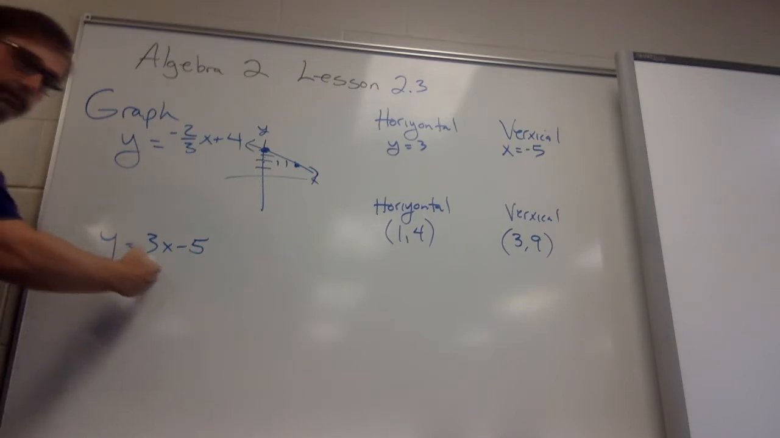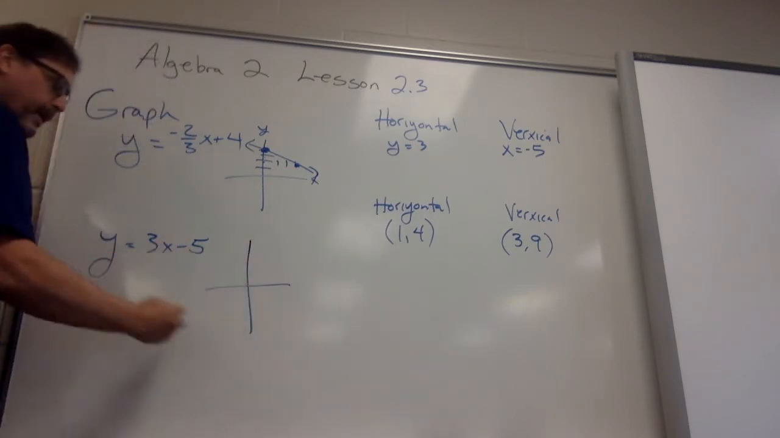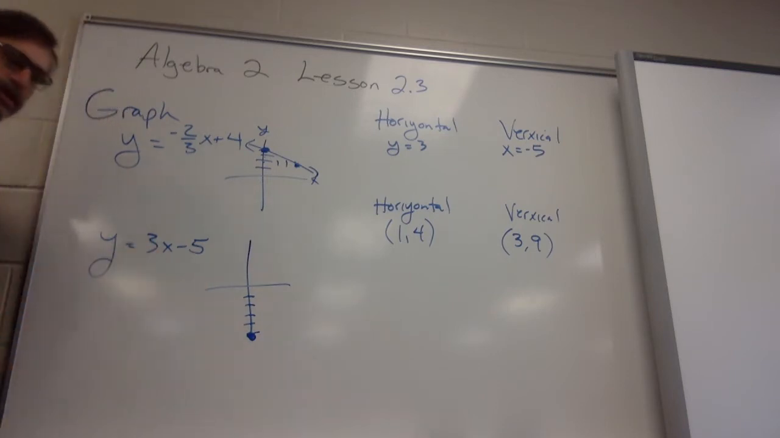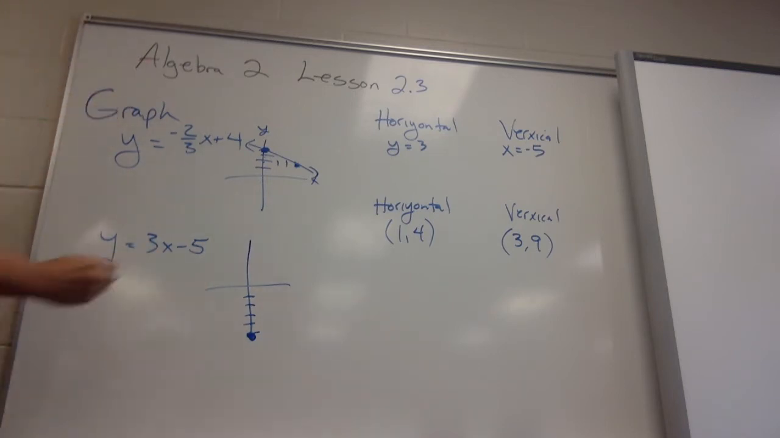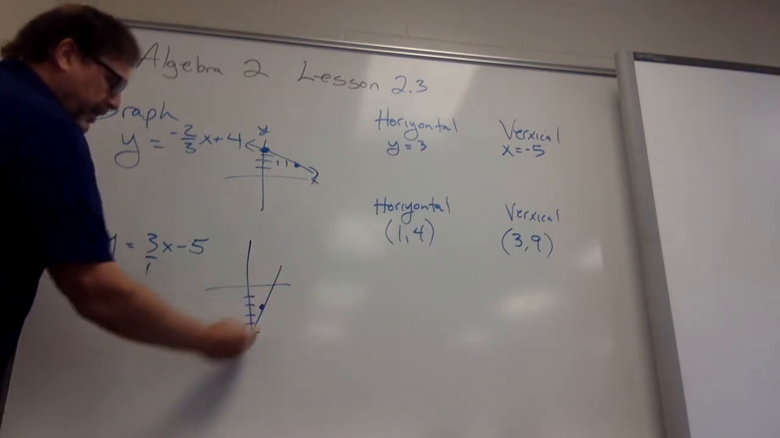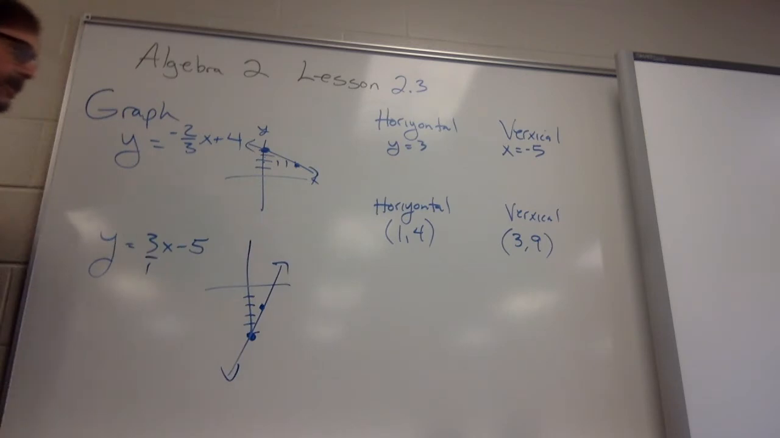Here's another one. Y-intercept is negative 5. Slope is 3. We always make it 3/1 if it doesn't have it. And we go up 3/1, up 1, 2, 3, over 1. Hello, Cleveland. Look at that.